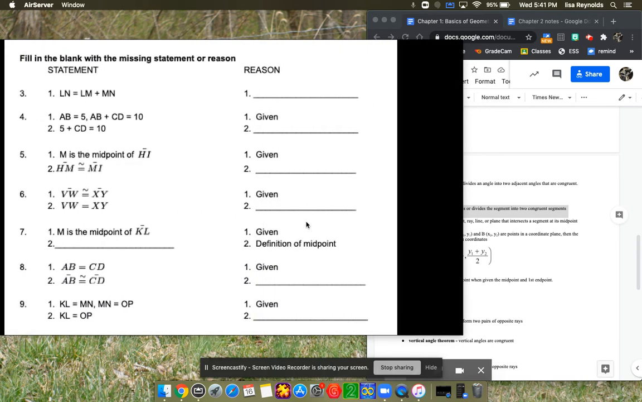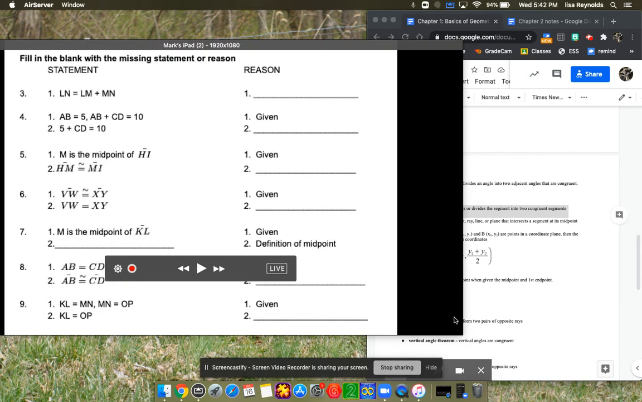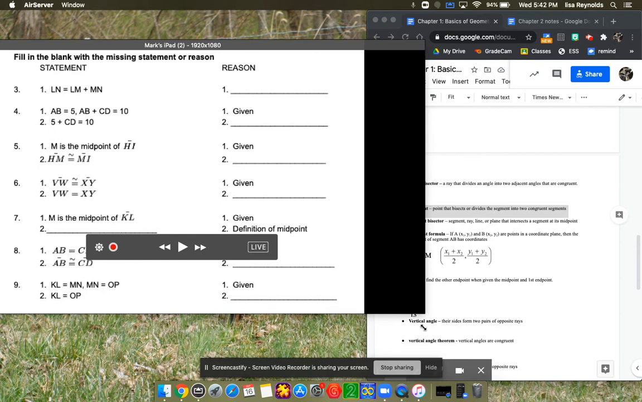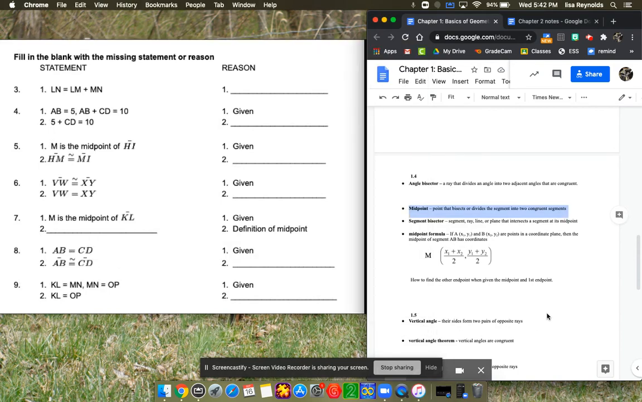So before we actually start doing proofs, we're going to take a moment to try to fill in statements and reasons using some of our facts from chapters 1 and 2. So we have all of these postulates, properties, and theorems within our notes. So I'm going to shrink this just a little bit so that I can have access to my notes.